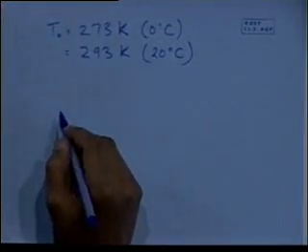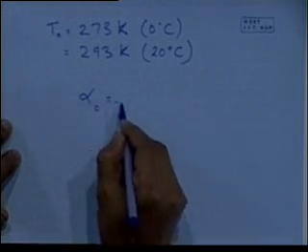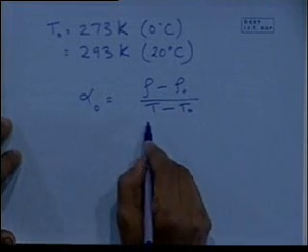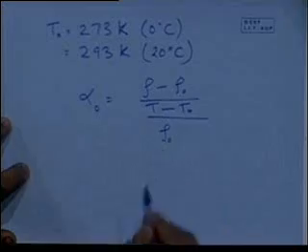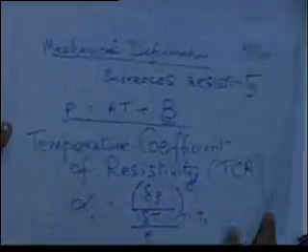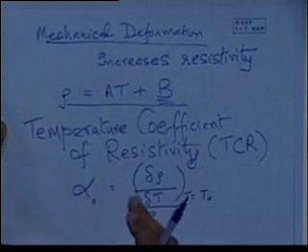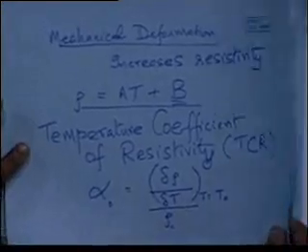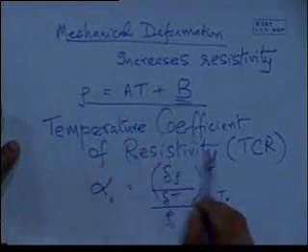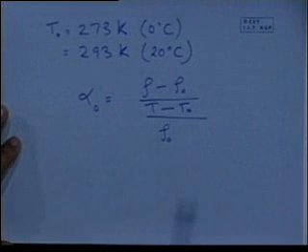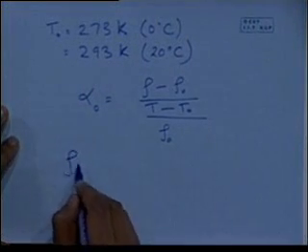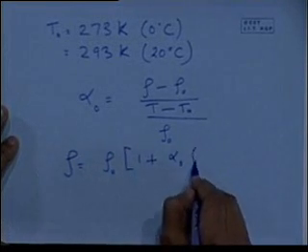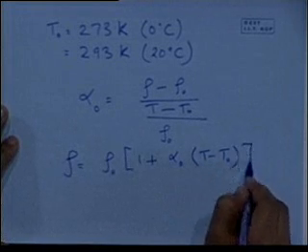So we can write this term, alpha naught, as rho minus rho naught by T minus T naught, divided by rho naught. Same definition. We are having a constant term. If it is something that goes on changing in different regions, then we use the differential there. But since in a certain range it follows rho equal to AT plus B, we can express it in this form, which can then be rearranged to give us rho is equal to rho naught times 1 plus alpha naught, T minus T naught.